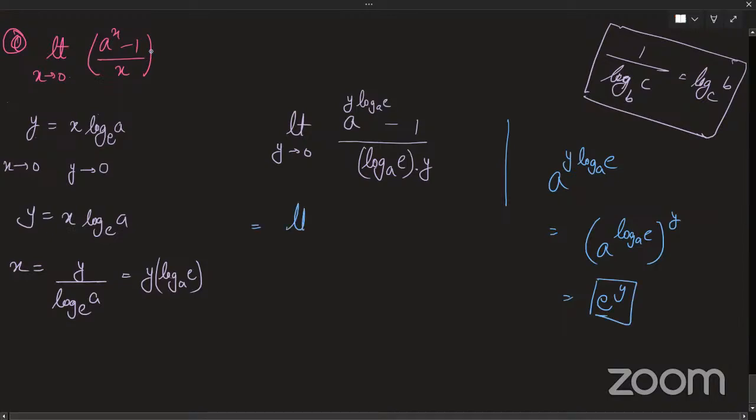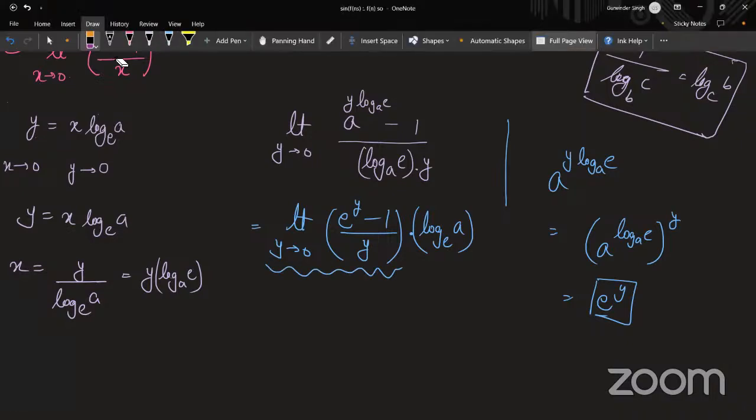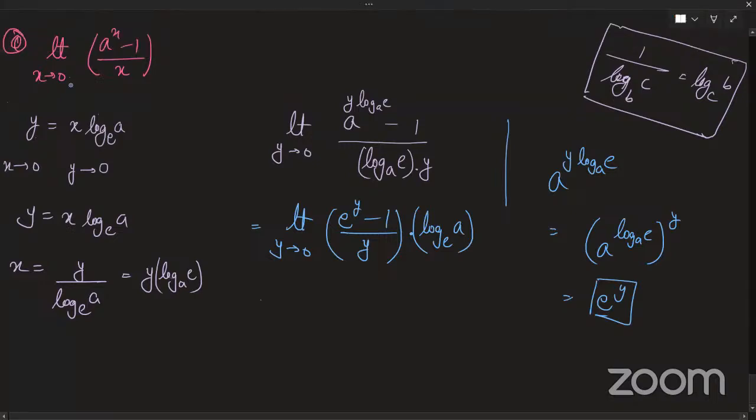So this thing becomes limit y tends to 0, e raised to y minus 1 by y. And now I have 1 by log e to the base of a. If it is 1 by, I can just invert it, so it is log base e of a, just taking the reciprocal. Now what is the value of e raised to y minus 1 divided by y? Correct, it is 1. So my final answer is log base e of a. This can also be written as ln of a.